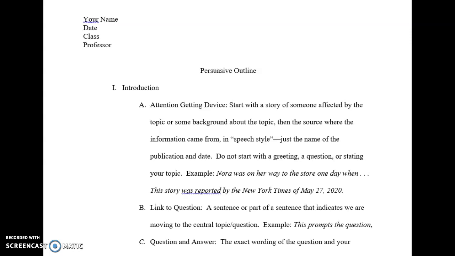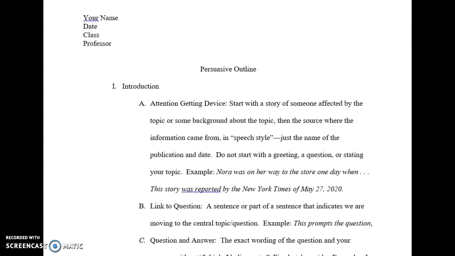So you will need to have your question and answer ready, and then go ahead and develop what you think will be your first main point, second main point, third main point. However, once you've done the organization process and it's time to start typing, you can type from top to bottom. That's fine. So be sure that you have your name, date, class, and professor on there. You've got persuasive outline at the top. You have introduction.